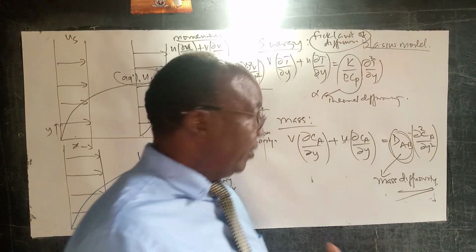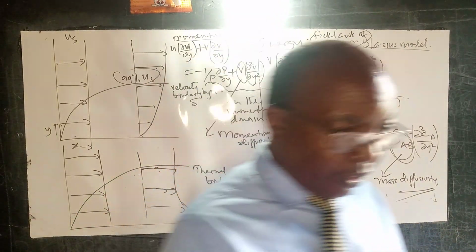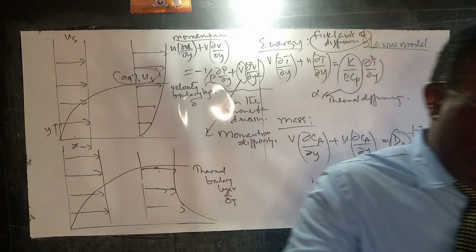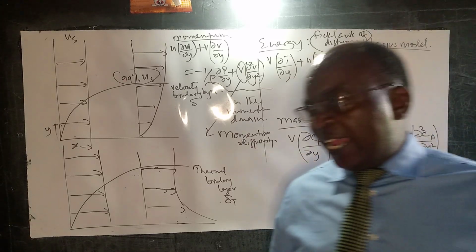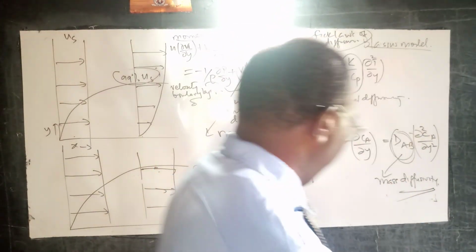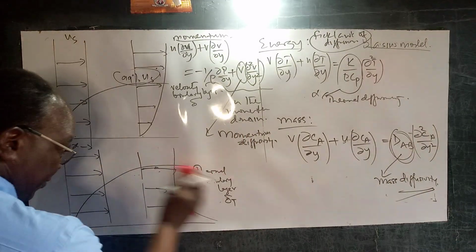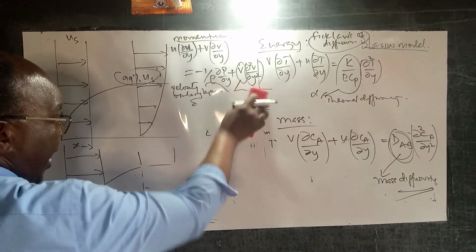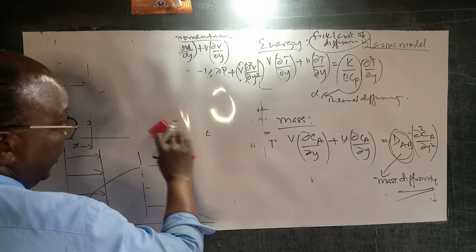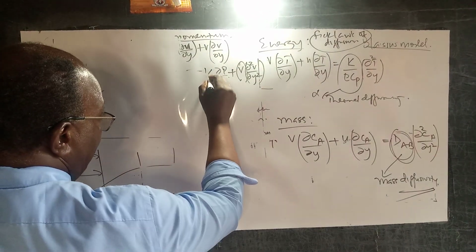So when you talk of diffusivity, always think of that gradient: thermal gradient, concentration gradient, and the velocity gradient. Always think in terms of those quantities. Now, we have those in our mind. Let me just leave it here.